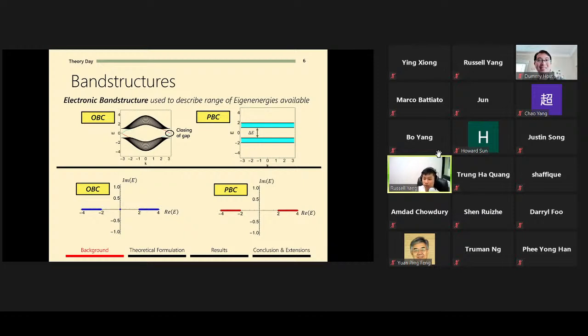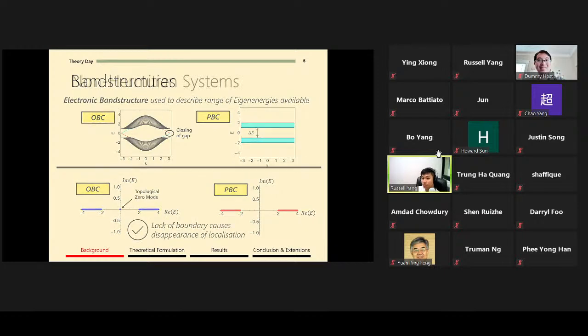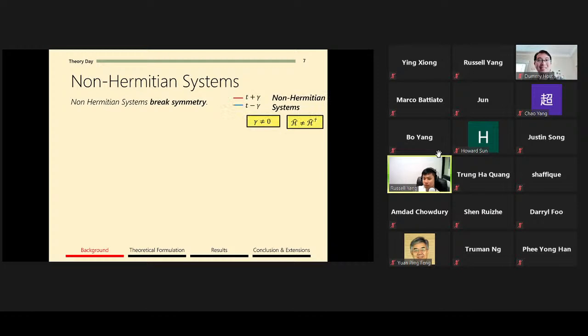However, before going into non-Hermitian systems, we may also plot the energy on the Argand diagram of real and imaginary parts. And here we see the presence of a topological zero mode corresponding to the edge between the OBC and the PBC configurations.